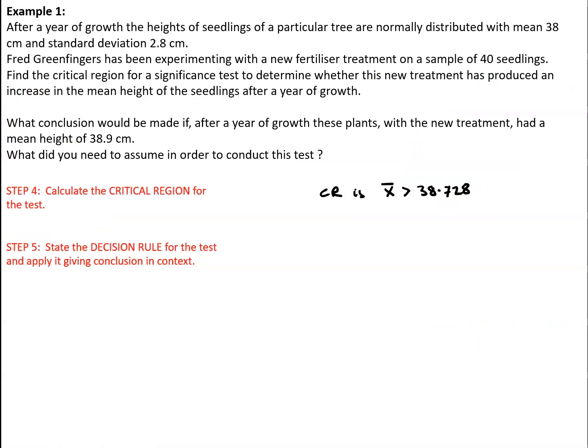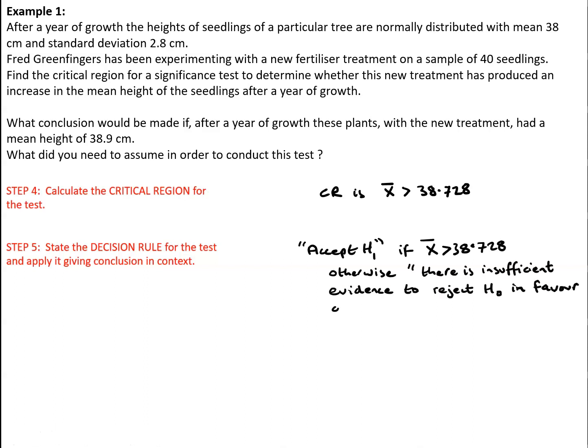So we can now go on to the next part of the question, which says what conclusion would we make after a year of growth these plants with the new treatment had a mean height of 38.9 centimeters. So we need to state the decision rule for the test, and the decision rule for the test will be to accept the alternative hypothesis if the value of the sample mean is in the critical region, i.e. is bigger than 38.728, otherwise conclude that there is insufficient evidence to reject the null hypothesis in favour of the alternative hypothesis.